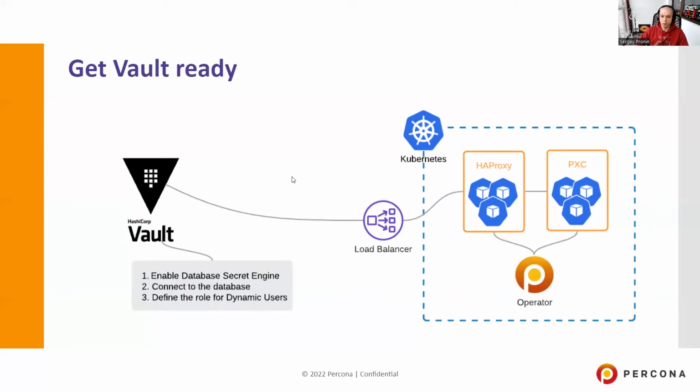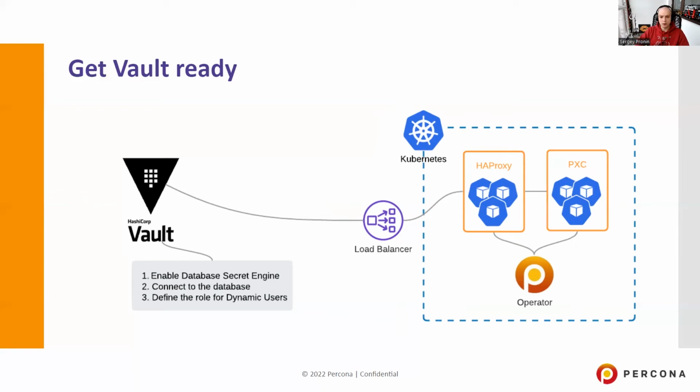Now, we need to prepare the Vault itself. To prepare the Vault, we need to first enable the database secret engine. It is a secret source for dynamic user creation on the HashiCorp Vault side, right? And again, I'm going to use a cloud version of it, so I'm not going to show how to deploy it, how to configure it. It is going to be taken care of for me, the same as with the operator.